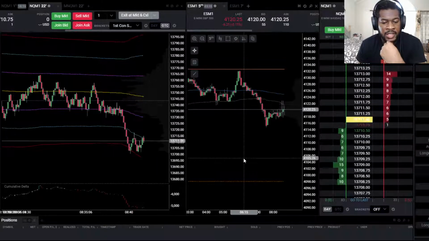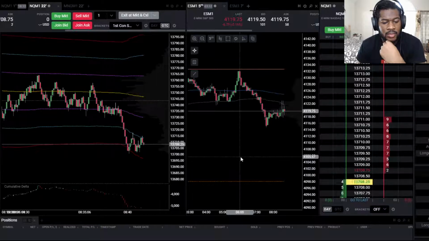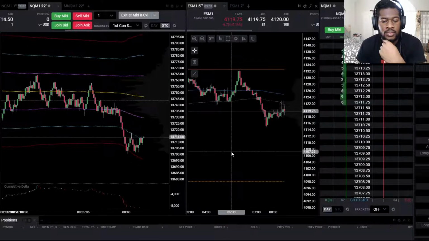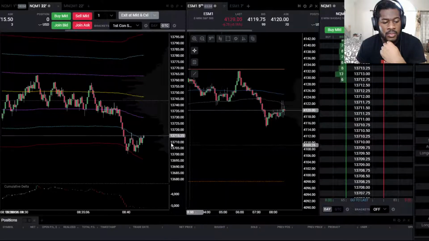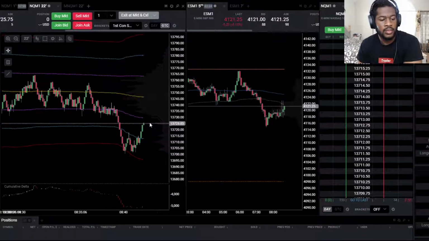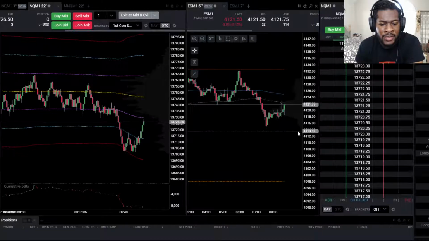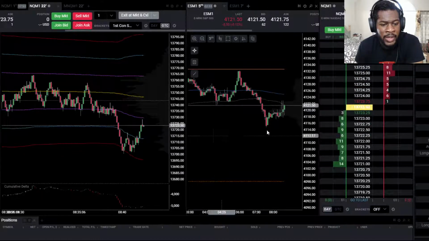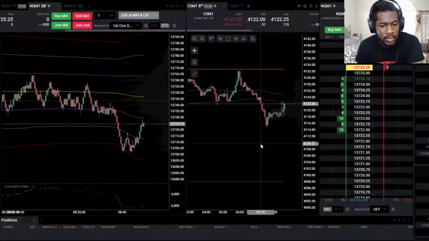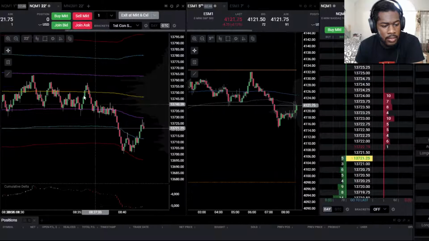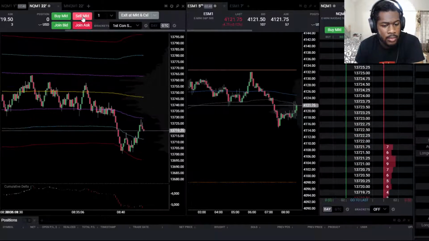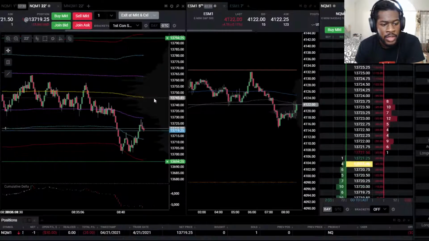Looking at the ES, looks like it wants to push up. I have a feeling that it's going to take the NAS with it. Or maybe the NAS is pulling the ES upwards, I don't know. Either way, they look very correlated at the moment. Order filled. And a short one here.